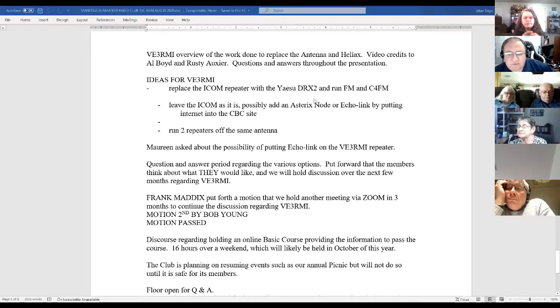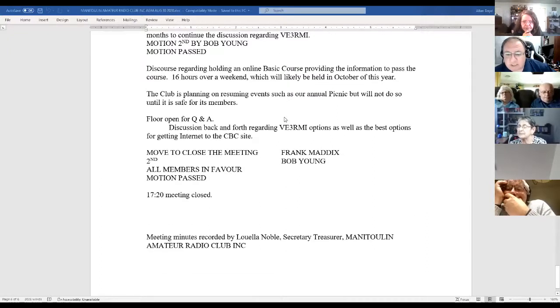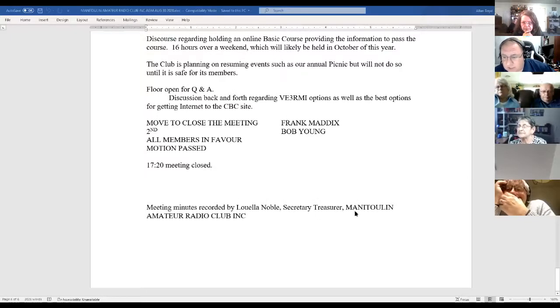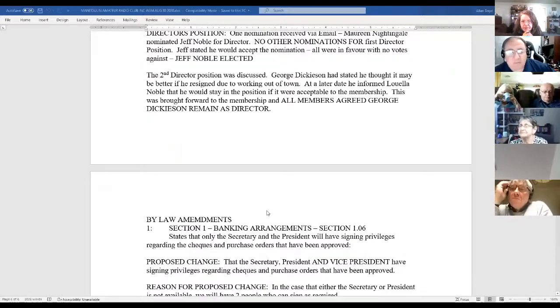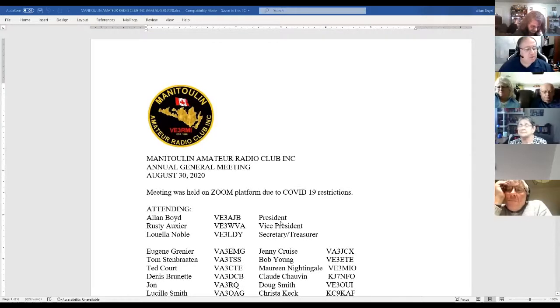We did some ideas for RMI in regards to getting the stuff there, and we had just had the antenna installed, so we were waiting to see how the antenna performed, and then we closed out the meeting at 5:20. So the meeting went from 1 o'clock to 5:20, so it was fairly long, but a lot discussed. So are there any corrections, changes, anything that I'll open it up to the floor that anybody might have on the minutes from last year?